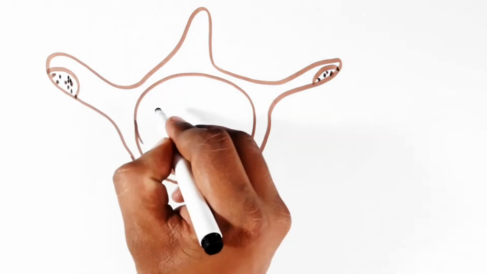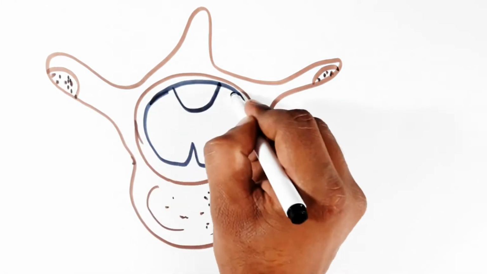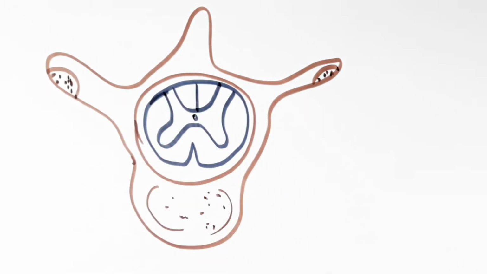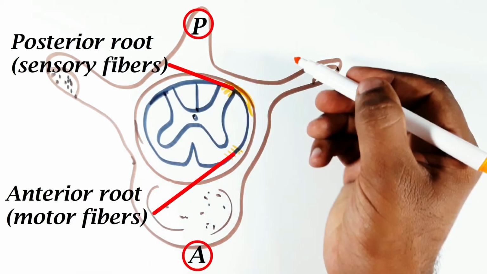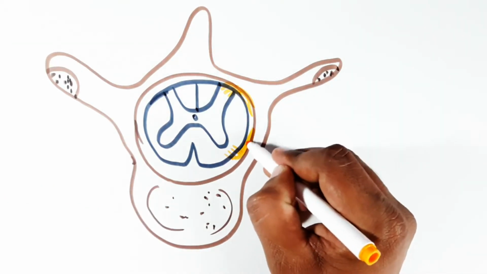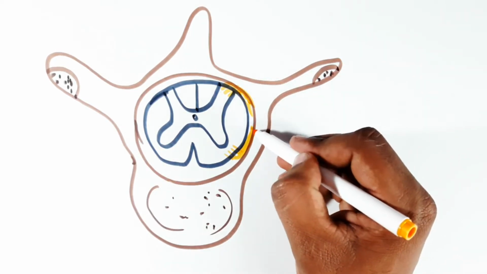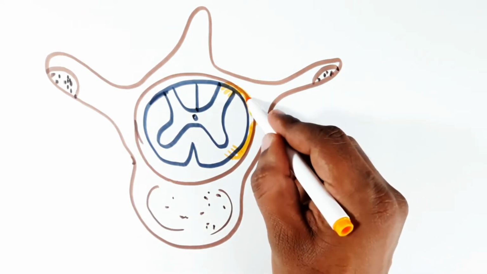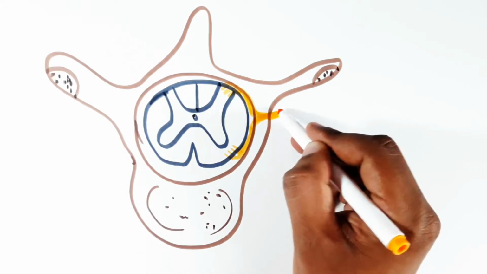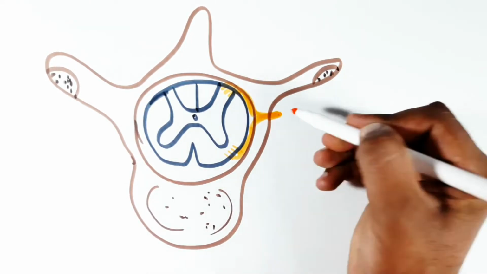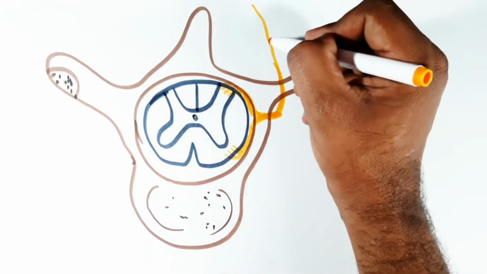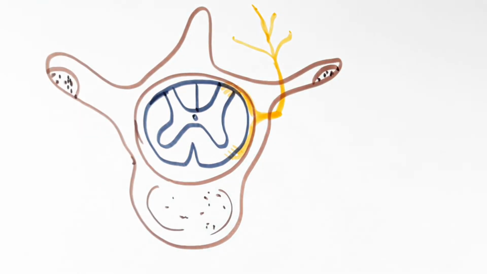The spinal nerves arise as anterior and posterior roots. The anterior root contains motor fibers and the posterior root contains sensory fibers. They get together and form the spinal nerves, which are mixed nerves, having both sensory and motor fibers. They divide into anterior and posterior rami.